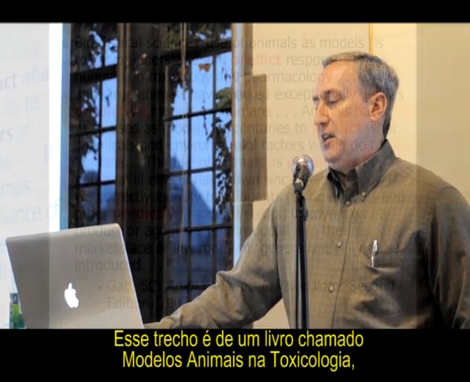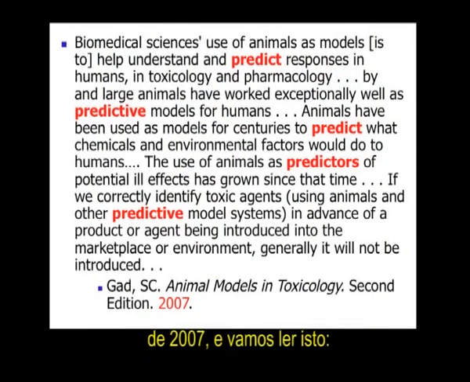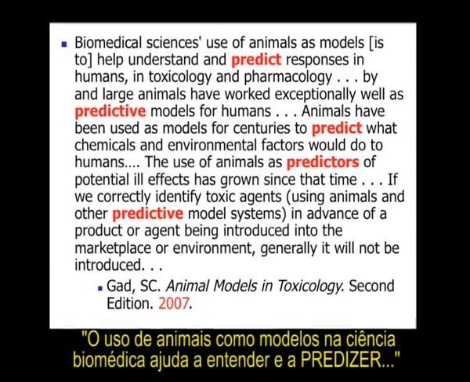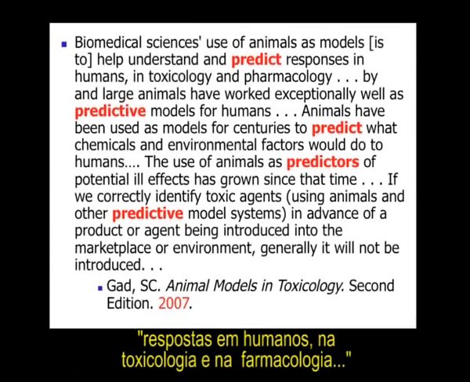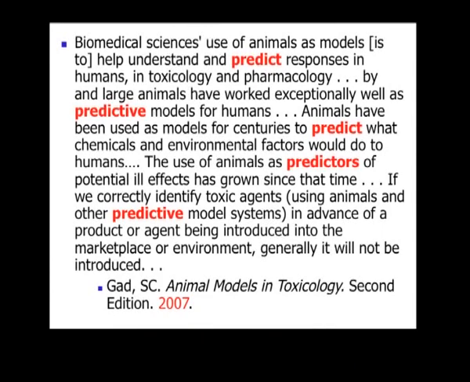Now, this is from a textbook titled Animal Models in Toxicology from 2007. And let's just read this. It says, biomedical science's use of animals as models is to help understand and predict response in humans in toxicology and pharmacology. That's pretty straightforward, okay? And that means exactly what it looks like it means.